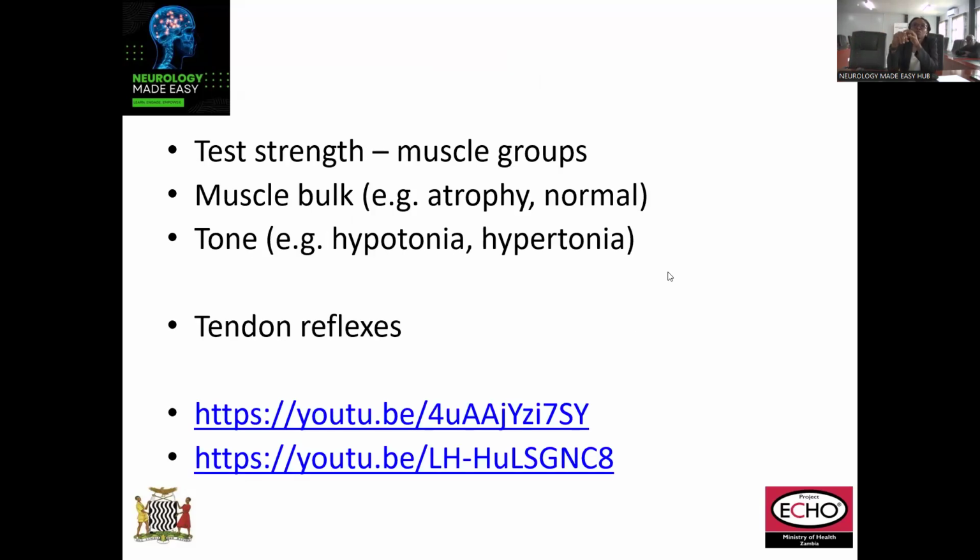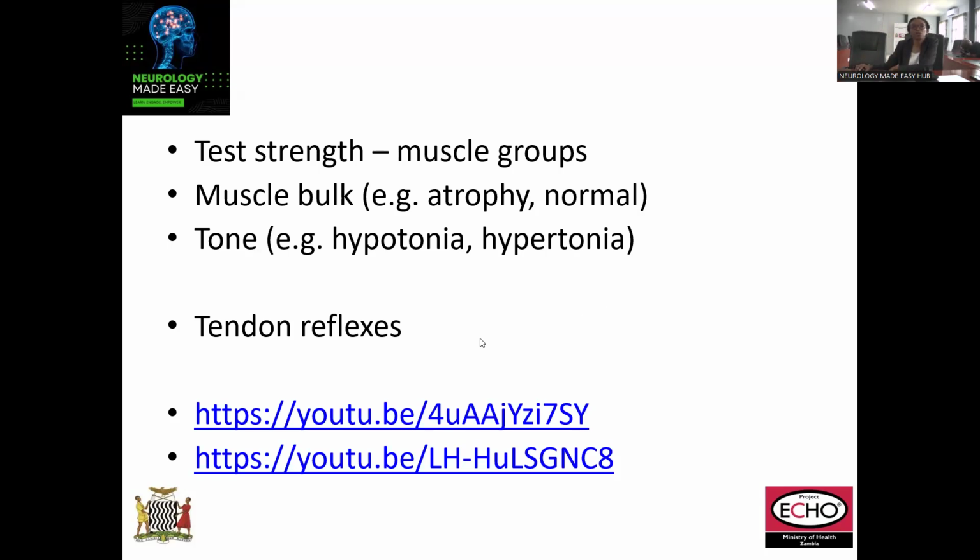When it comes to the motor exam, we're looking at the strength and the bulk. Is there atrophy, wasting that can happen if there's been a peripheral nervous system problem, or if the muscles are not being used? For example, if somebody suffers a stroke and many years later you look at their limb, you discover that it's become much smaller than the other. You look at the muscle bulk, and you look at the tone, which can give you an idea whether you're dealing with upper motor neuron weakness or lower motor neuron weakness. And then we also look at the tendon reflexes.